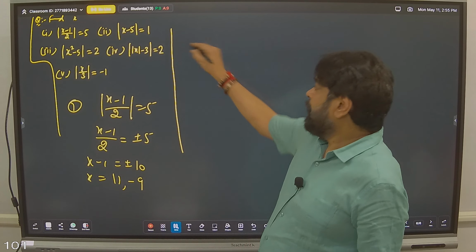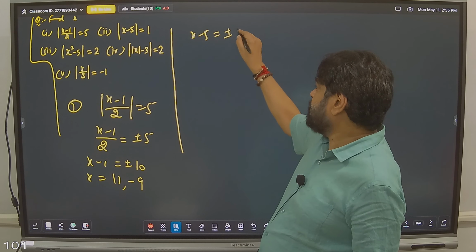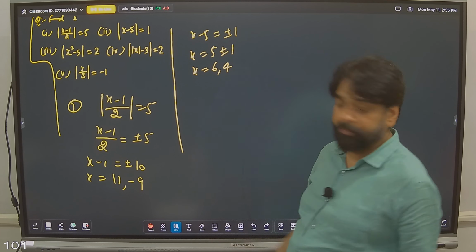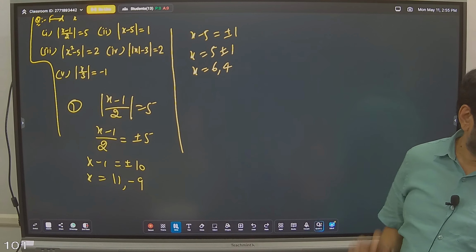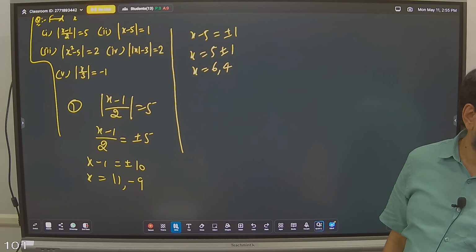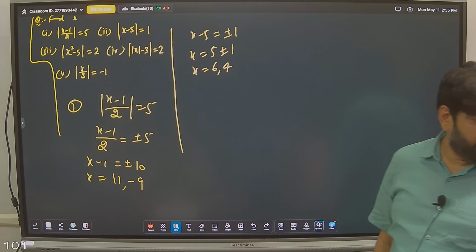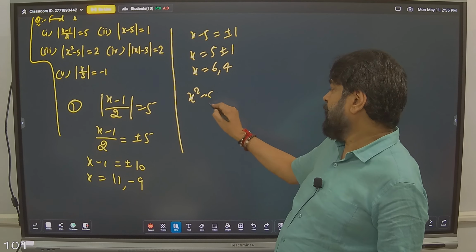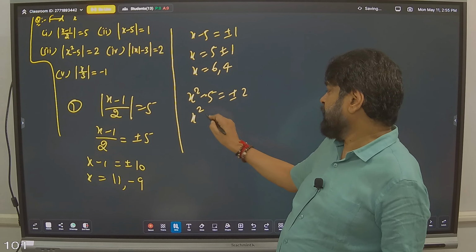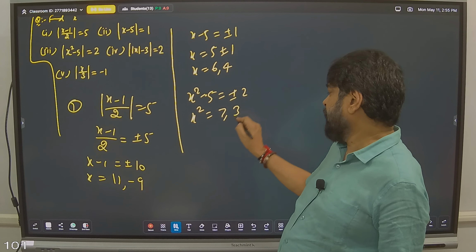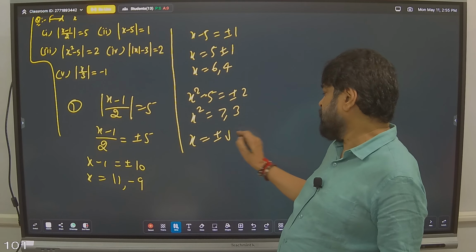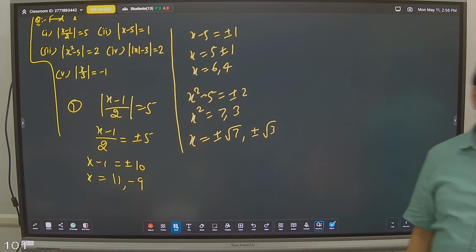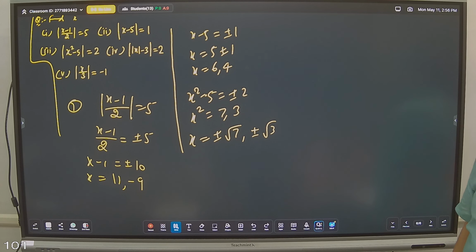Next question. x minus 5 must be equal to plus minus 1. x equals 5 plus minus 1, x equals 6 or 4. How many of you got it? Then x square minus 5 must be equal to plus minus 2. x square equals either 7 or 3. x equals plus minus root 7, plus minus root 3. How many of you got it? Are you clear?